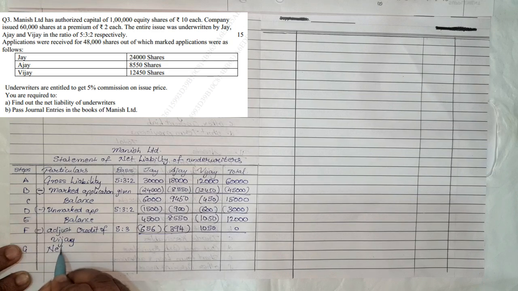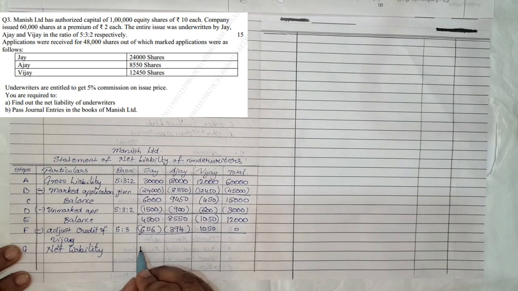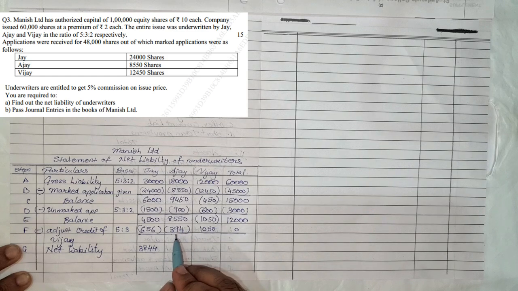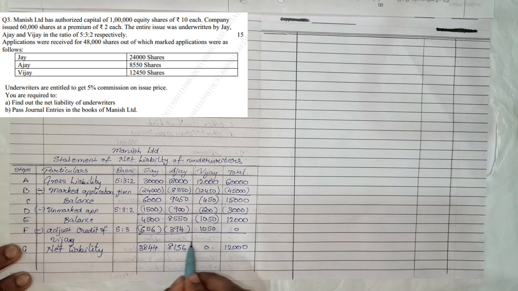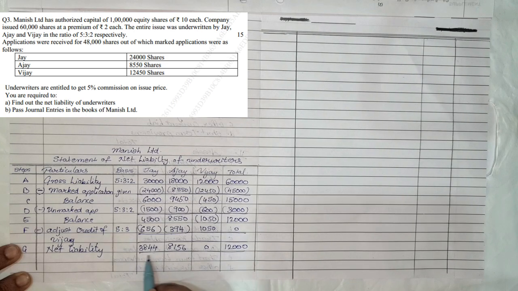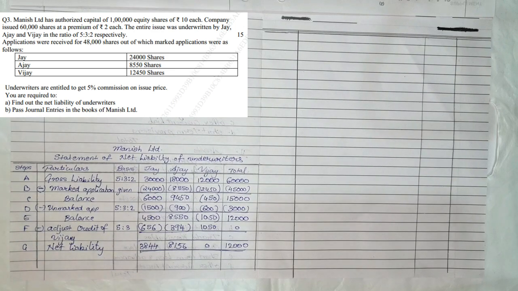That will be the net liability. So 4,500 minus 656 will give you 3,844. 8,550 minus 394 is 8,156, 0 or nil, and 12,000 minus 0 is 12,000. Okay, so that's our net liability. So this is how you all had to solve the problem based on finding the net liability of underwriters. I want you to go through it once.